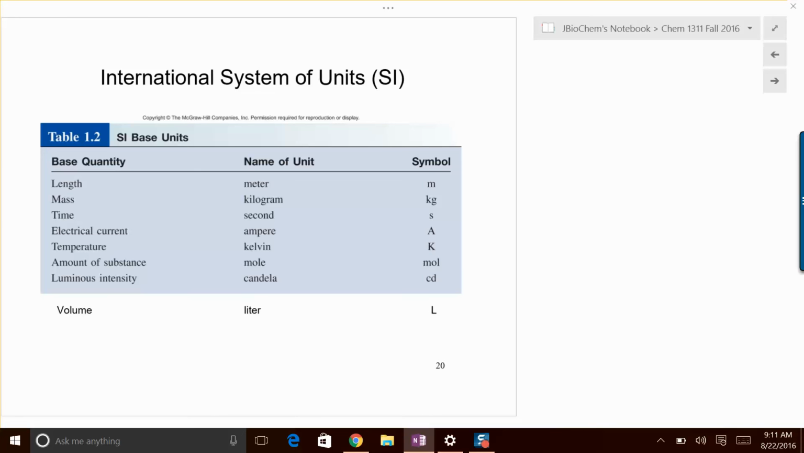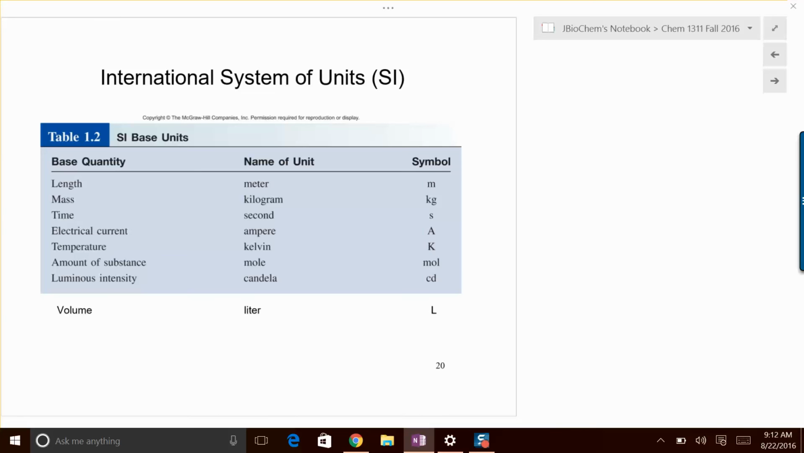Okay, length is the meter, mass is the kilogram, time is the second, electrical current, the ampere, temperature Kelvin, amount of substance is a mole. Luminous intensity is the candela. Okay, so these all could be different things that describe what you're measuring. I'm measuring the length of something, so it's in the meter. And these would be the symbols here for those.